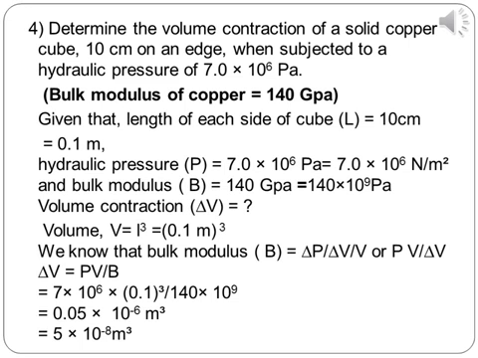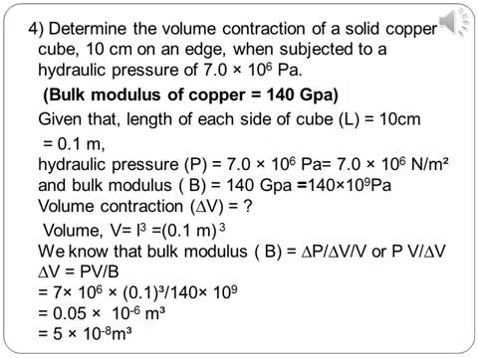Fourth question is, determine the volume contraction of a solid copper cube 10 cm on an edge when subjected to a hydraulic pressure of 7.0 into 10 the power of 6 pascals. Given bulk modulus of copper is equal to 140 gigapascals.